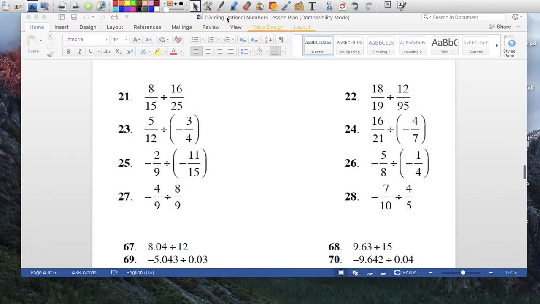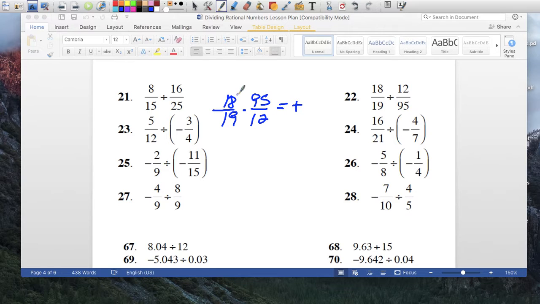Remember, these are all division problems, fraction-wise, so we have to change it to multiplication. I've got time for a couple, so let me do a couple of the big ones. Let me do this one. So that becomes 18 over 19 times 95 over 12. It's going to be a positive answer because both numbers are positive. Is there anything I can simplify?